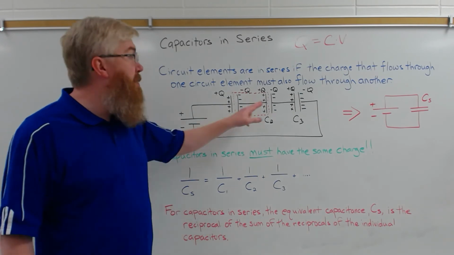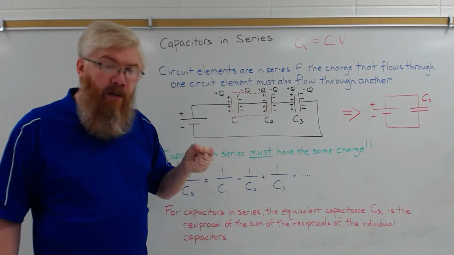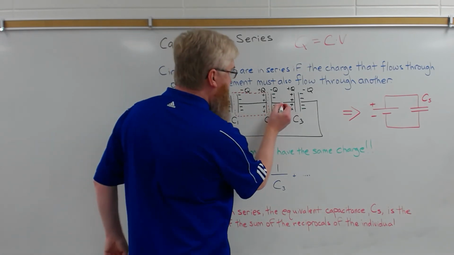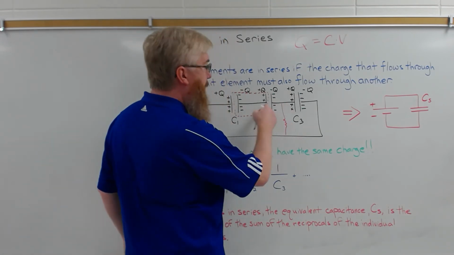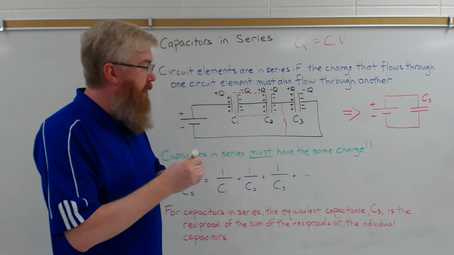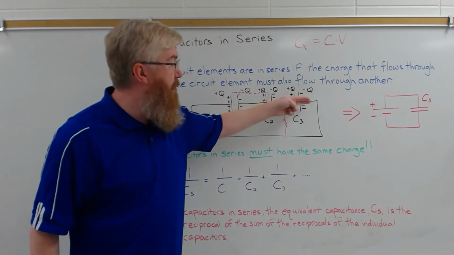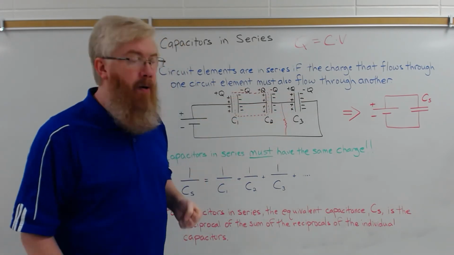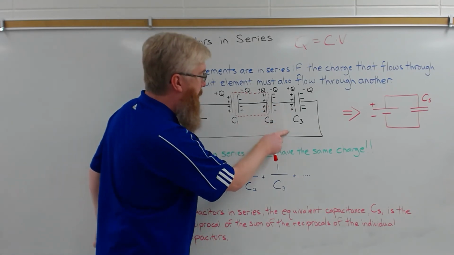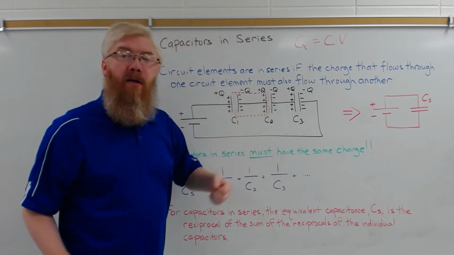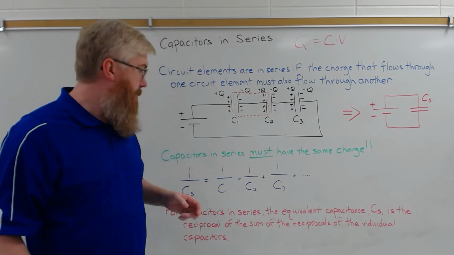And again, they have to be in series. If there's a connection here to a resistor and off, then C2 and C3 are no longer in series because current can either flow through C3 or go through the resistor. That's not what we have here though. We have these 3 circuit elements in series.